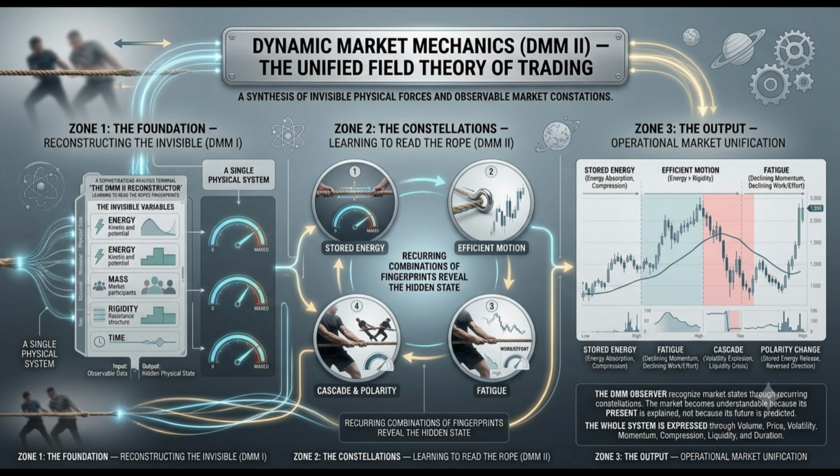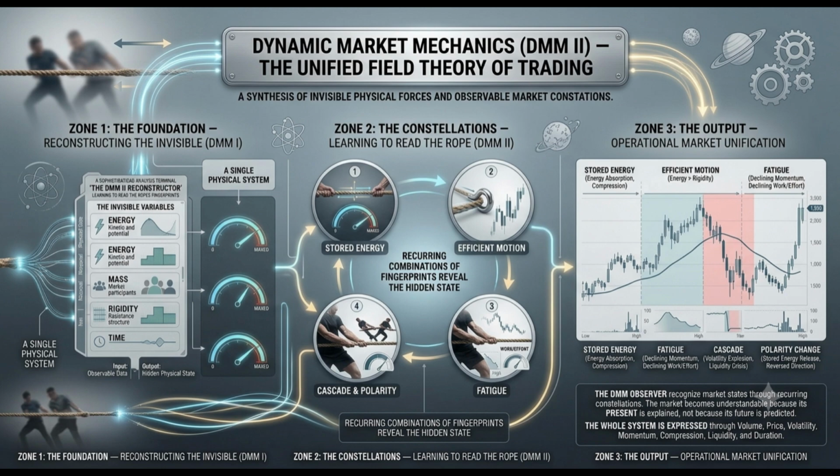Reading the whole system. One fingerprint is rarely meaningful. One observation rarely explains the market. Markets are not collections of independent indicators. They are single physical systems. Volume, price, volatility, momentum, compression, liquidity, and duration are not separate phenomena. They are different expressions of the same underlying mechanics. The purpose of DMM is therefore not to analyze these observations individually, but to recognize recurring constellations that reveal the hidden state of the system.